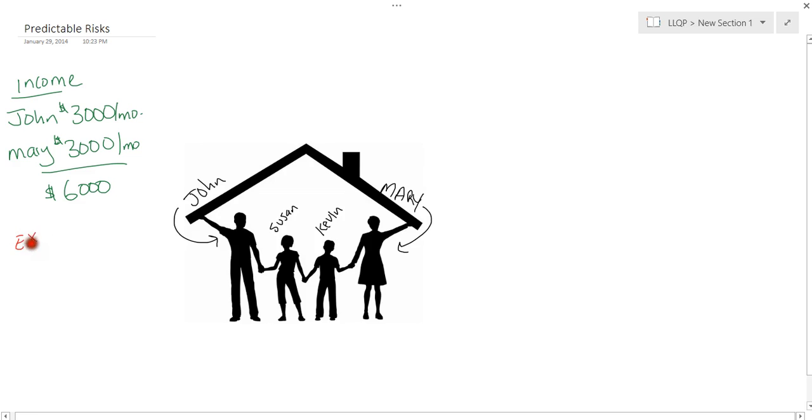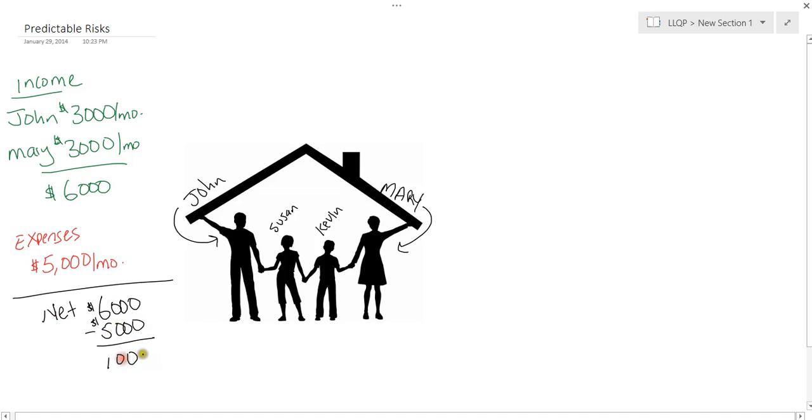Okay. So expenses. And I'm not going to list them all, but let's say their monthly expense is about $5,000 per month. This is their expense. That's their income. Therefore, the net for this family at the end of each month is income minus expense, so 6,000 minus the 5,000, that's their expense. So this family is saving about $1,000 per month.